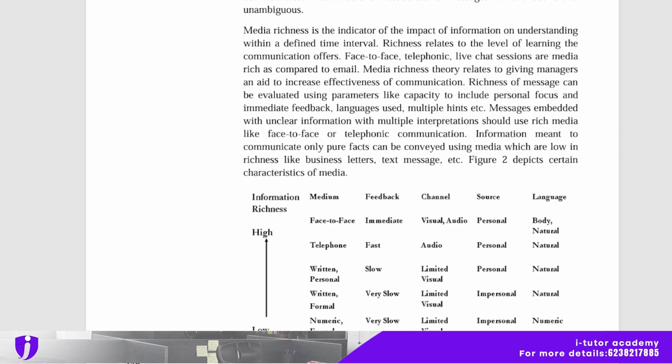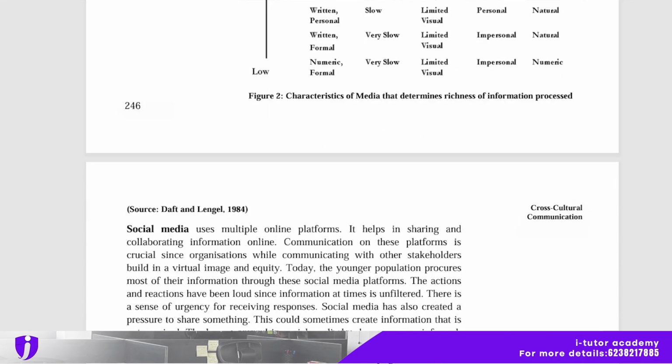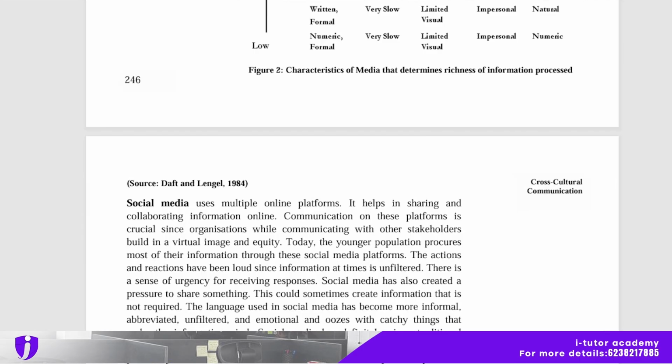High and low characteristics of media determine the richness of information processed. Medium, feedback, channel, sources, and language are there. Social media uses multiple online platforms. It helps in sharing and collaborating information online.